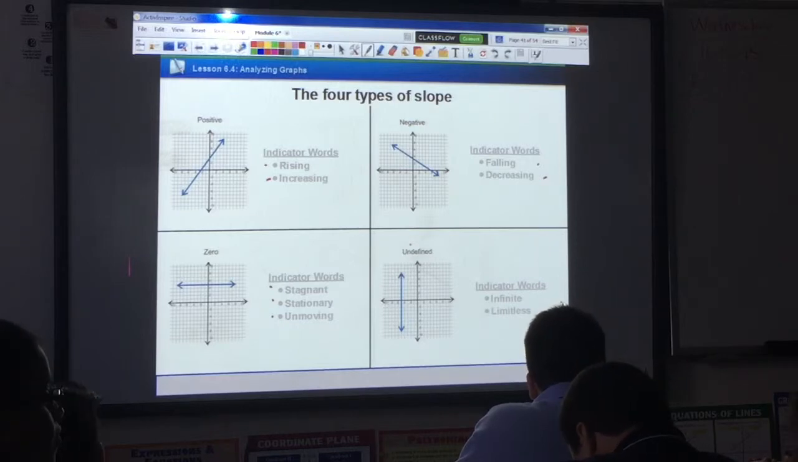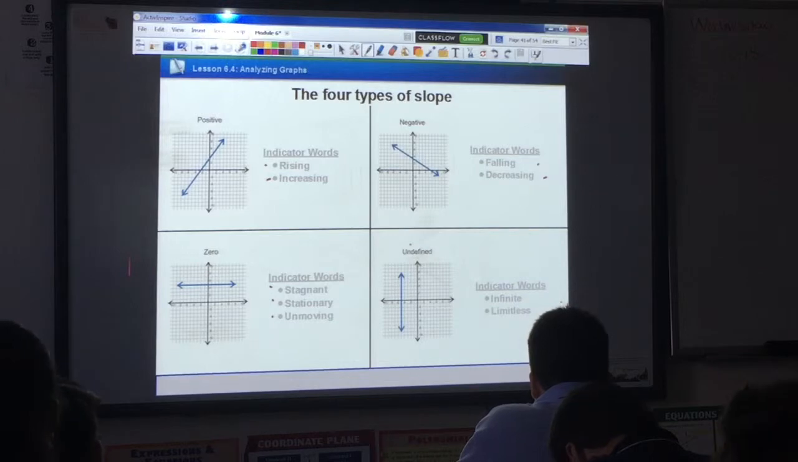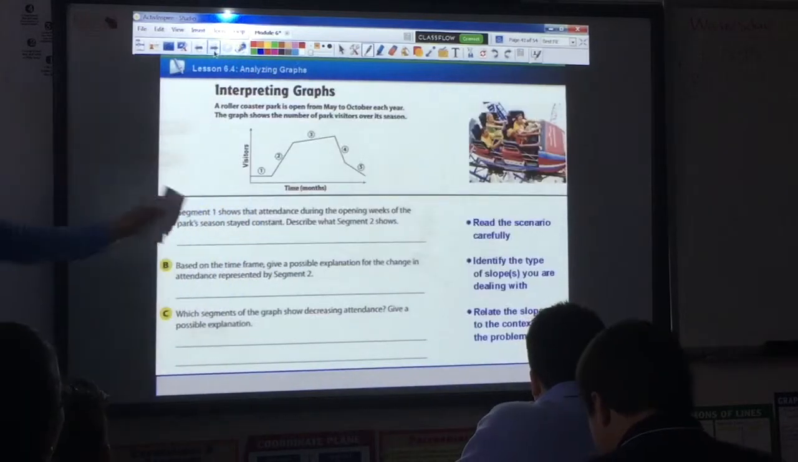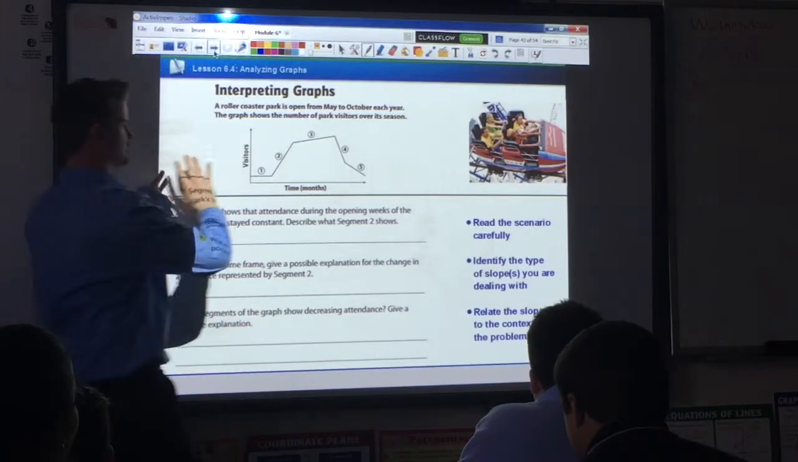And pass that over to Maria. Okay, so let's see what this can apply to. We look at this first situation here. We want to interpret what this graph means.